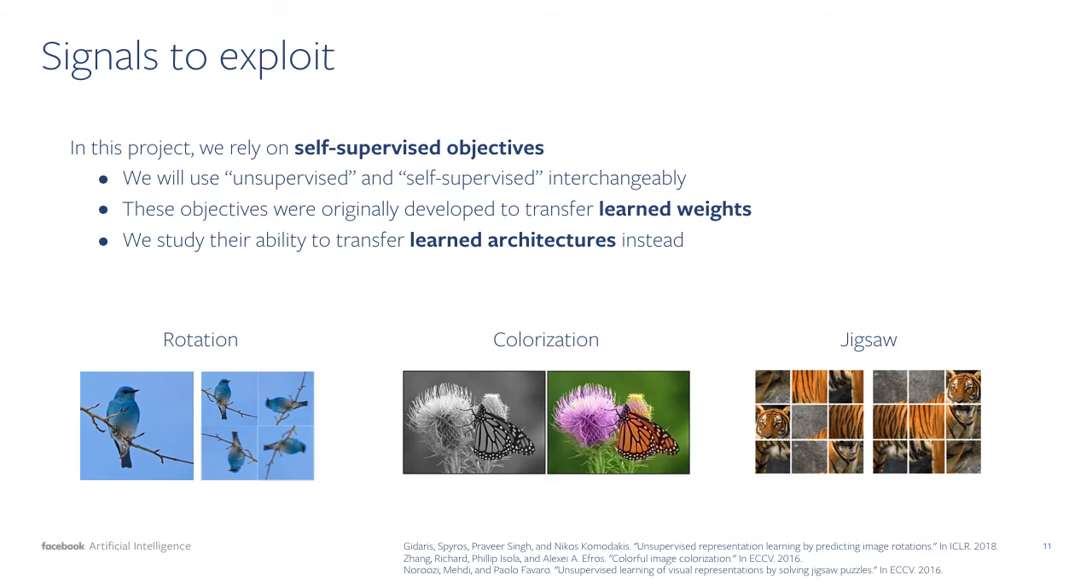For example, rotation means predicting the image rotation out of the 4 possibilities. Colorization means predicting the original color from the grayscale image. Jigsaw puzzle means reassembling the original image from patches. These objectives were originally developed to transfer the learned weights. Here we study their ability to transfer the learned architecture instead.